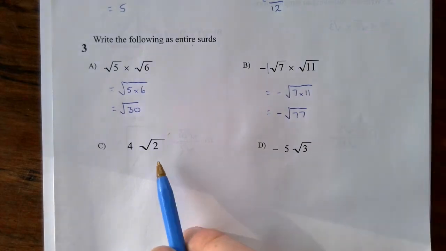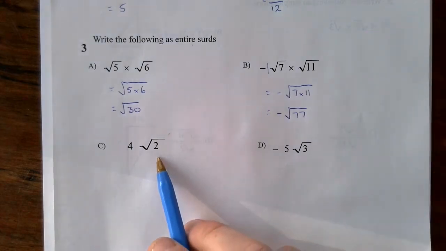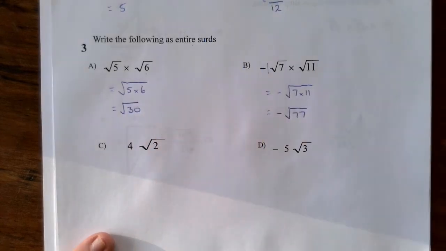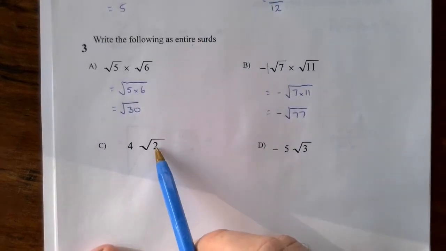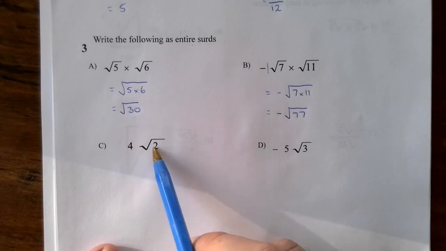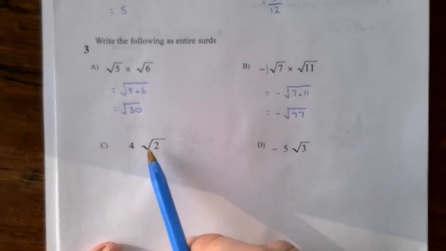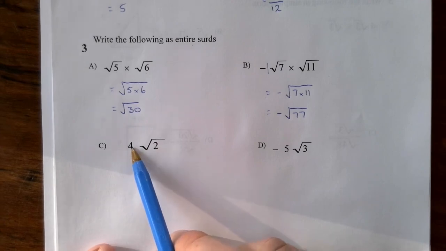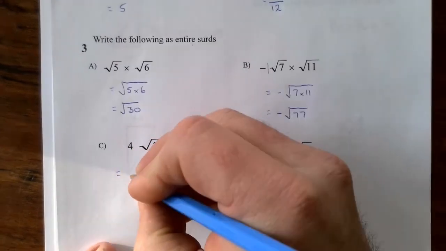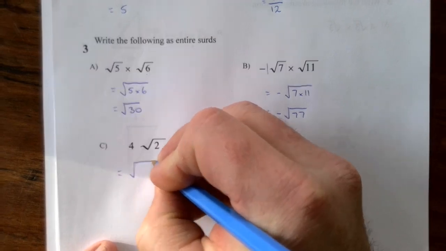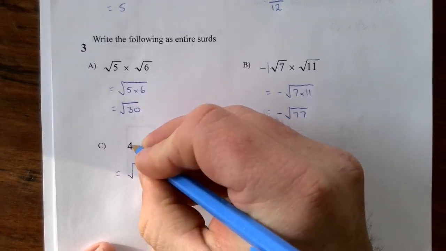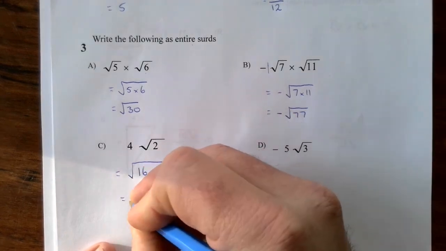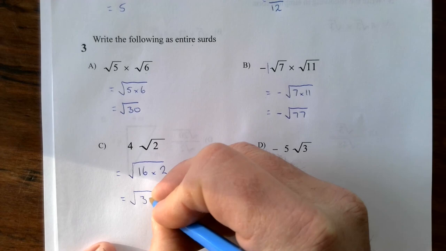And then when we jump down here, to make these entire surds, I'm going to need to get this in here. Okay, now remember, in order for it to escape the square root symbol, it has been square rooted. So to get it in there, we're going to have to square it. Okay, so 4 squared is 16. So this will become the square root of 16 when that jumps in, multiplied by 2, okay, which is the square root of 32.